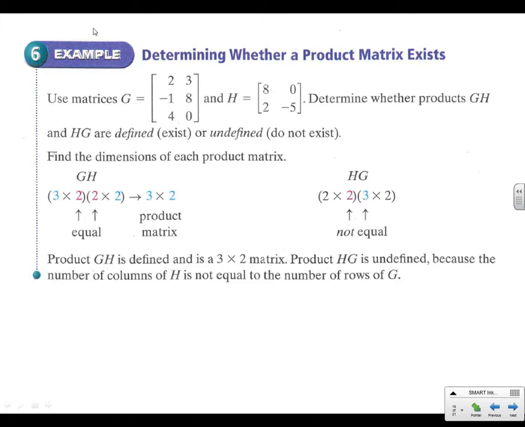All right, so we see that here as well. Can we multiply these together? This is 3 by 2. This is 2 by 2. So can we do it? Yes. What's the result? 3 by 2. Can we go the other direction? Can we do h times g? So h times g is 2 by 2. G is 3 by 2. Can't do it. The middle numbers don't match up. We don't have a match.